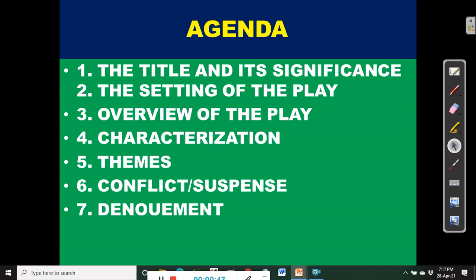First, a look at the agenda for today's episode. Number 1, the title and its significance. 2, the setting of the play. 3, an overview of the play. 4, characterization. 5, themes. 6, conflict and suspense. And 7, denouement.